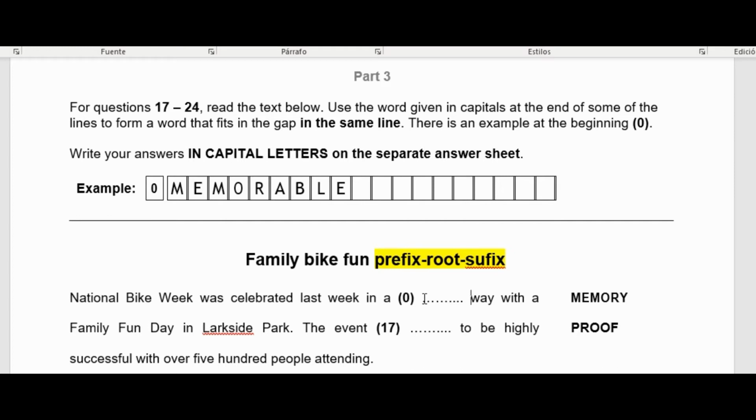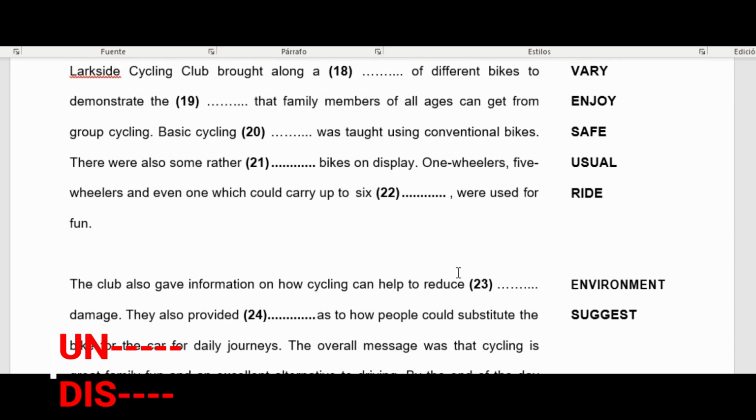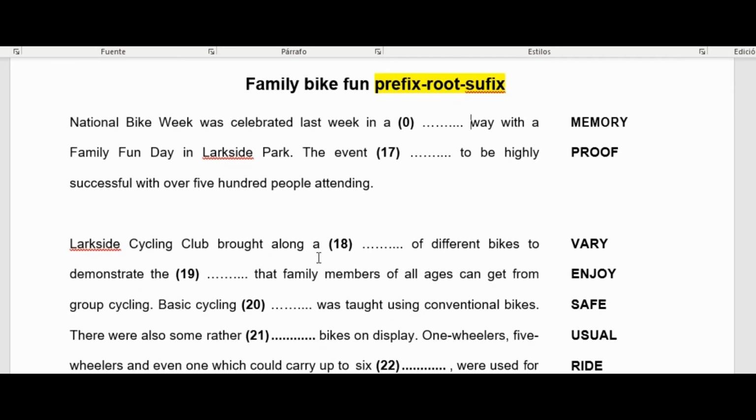Let me show you a little trick with prefixes. There are 2 negative prefixes or more, but the most important are un and in. Now, it's quite likely that you will find one of these in your exam. One negative prefix that makes a word negative. It's normally going to come one time in your exam. It could come more or it couldn't come, but in general it's one time. Here the sentence is, there were also some rather unusual bikes on display. Usual sounds weird and it wouldn't fit. Unusual is the right answer here.